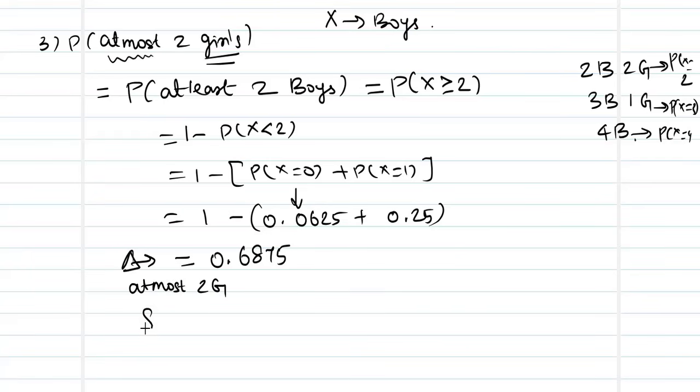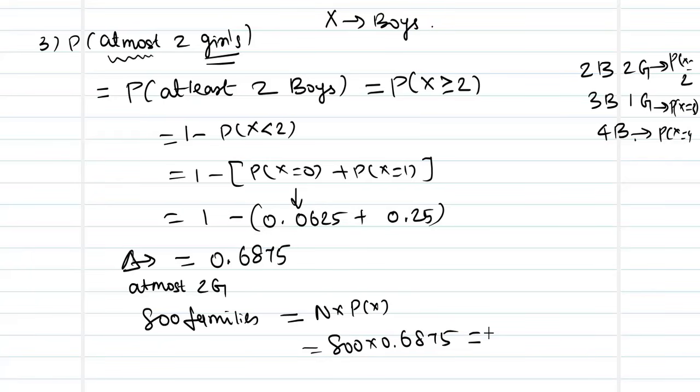So there are 800 families, so how many of it will contain at most 2 girls? So this will be capital N into corresponding probability. So it is 800 into 0.6875. So we have this to be equal to say 550 families. So out of the 800, 550 families have at most 2 girls.